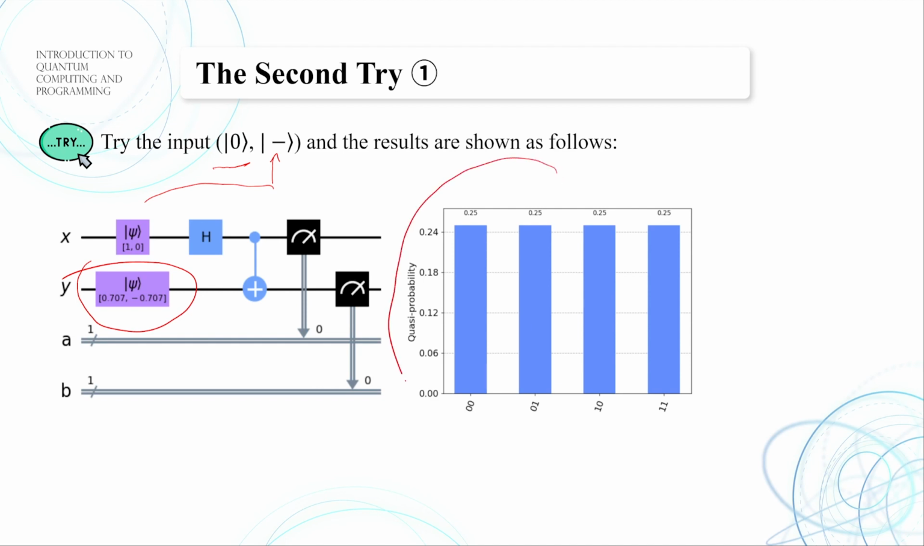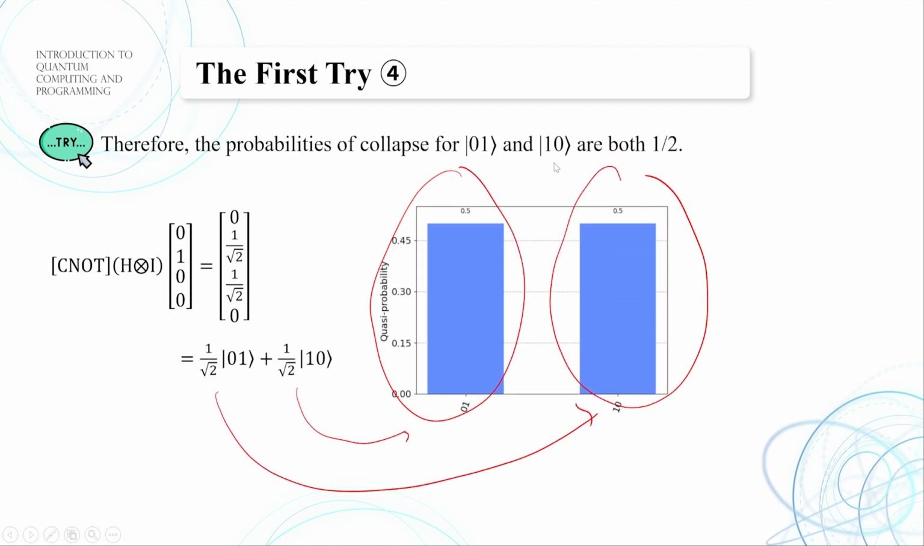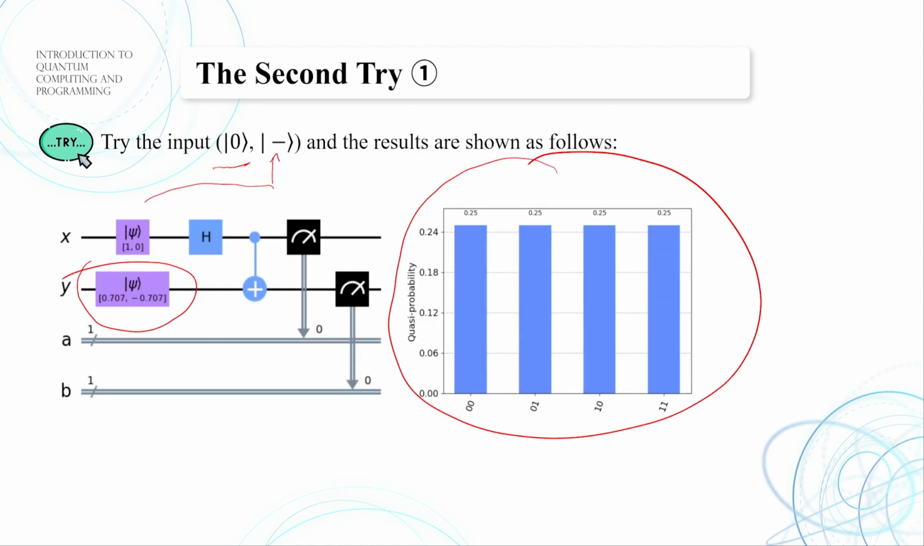Okay, I want to say from the beginning of this lesson that if you input different values, the result may be different from our slide. If you see over here, different from the first one where we had 50-50, now if you enter the negative qubit, you can see the probability for each value.